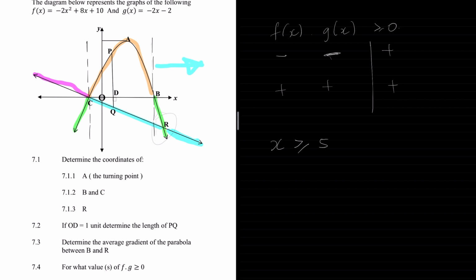Now there's also an extra solution here. Since we're technically looking for where it's also equal to 0, we also should consider this point, because both of them are 0 there, and so 0 times 0 will be 0. So we'll say that x is also equal to -1. So x is equal to -1, and x is greater than or equal to 5.